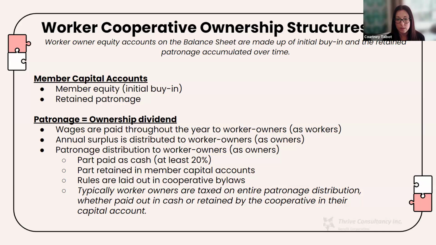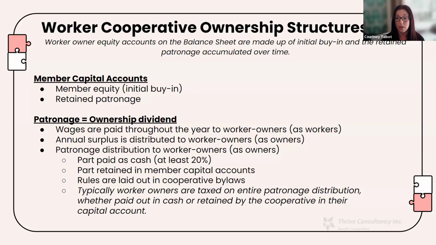A couple other things. Part is usually retained by the cooperative, and it's put into those member capital accounts or equity accounts. Those terms will be used interchangeably as well. And that's what you see on the balance sheet of a worker cooperative: those different accounts for all the different worker-owners. The rules for the patronage are generally laid out in the cooperative bylaws. So it's very important that everyone understands what is in the bylaws and how patronage is being distributed.